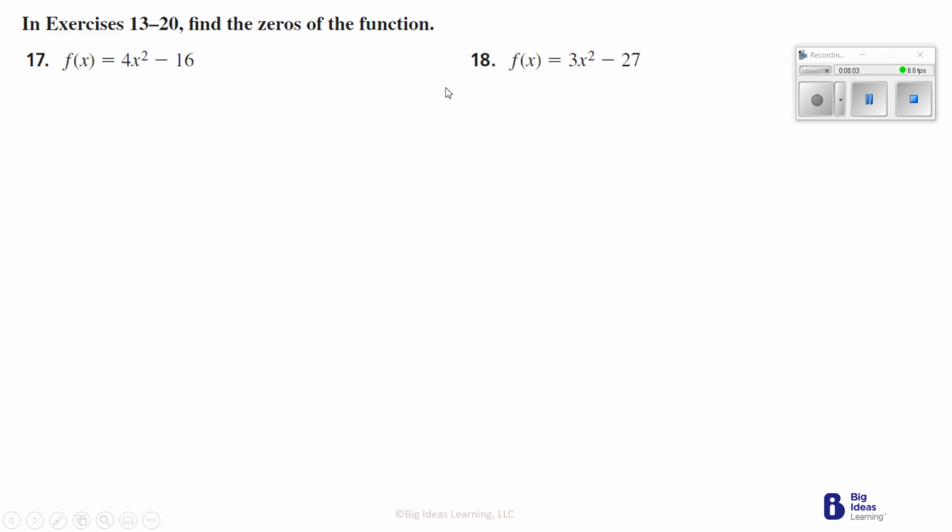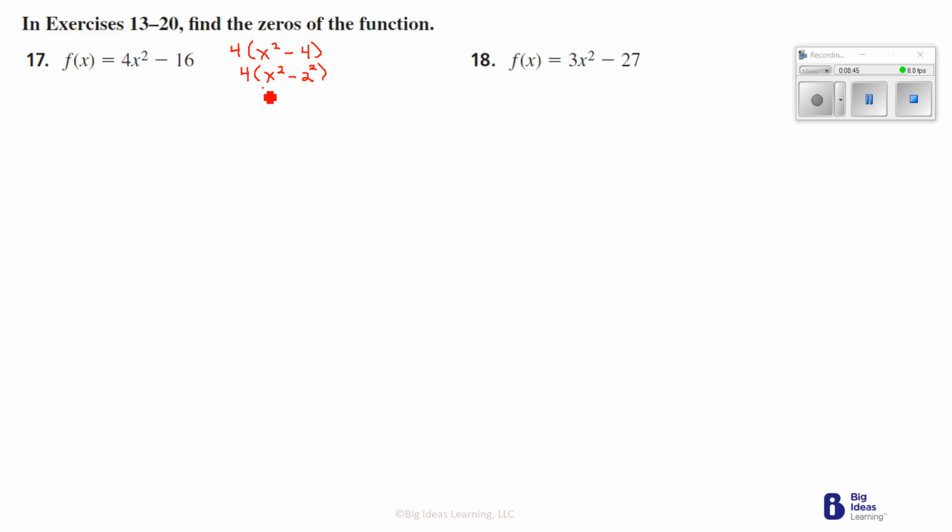Number 16 is yours to do. Number 17, don't forget the GCF. Factor out the greatest common factor. I can factor out 4 here. I could turn this to 4, and then it would be x squared minus, let's see, 16 divided by 4 is 4. And I could turn this to x squared minus 2 squared.